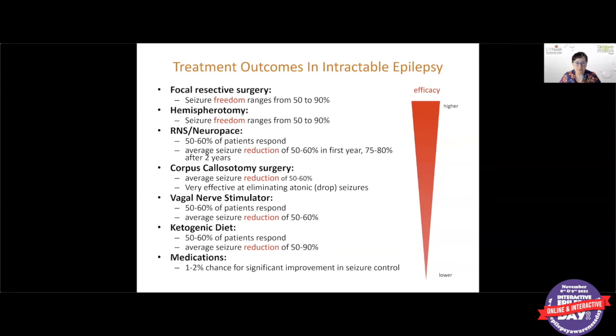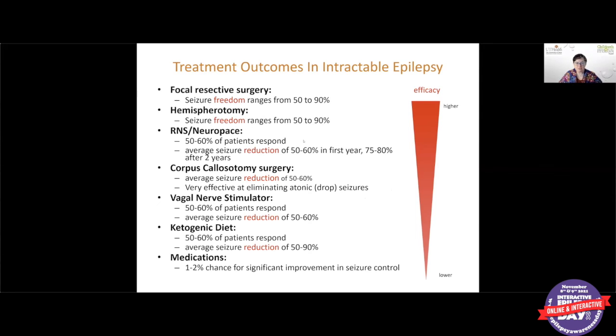There are other types of epilepsy surgery called a hemispherotomy that can be done, and the other surgery is a corpus callosotomy down here in the middle. Those types of surgeries can also be very effective at stopping seizures. And the corpus callosotomy is in the middle of the group, but it can cause a reduction in seizures of 50 to 60%, especially if the patient is having atonic or drop seizures.